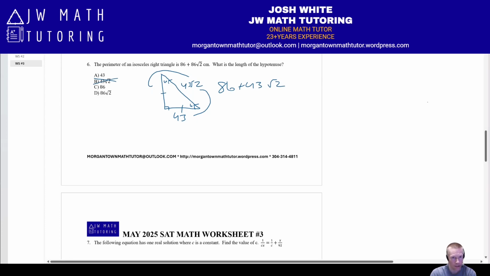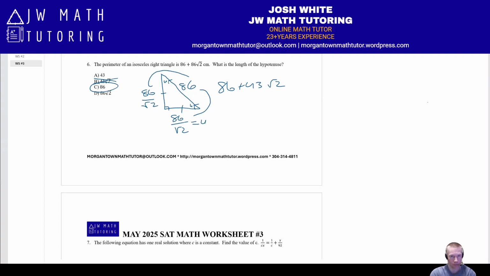All right? It's actually going to be letter C. It's going to be 86. Basically, these sides are 86 divided by root 2, or if you simplify this, it just becomes 43 times square root 2. So then when you add everything up, you get 86 plus 86 square root 2. If you're doing this by hand, that's the approach I would take.